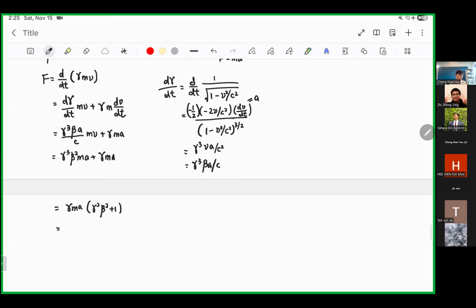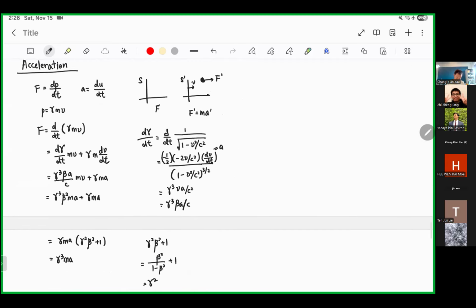Okay, so we can technically evaluate this. You can try to prove it yourself. Gamma beta squared plus 1 is basically just gamma squared. And then you get gamma cubed m a. This is just expansion: it's 1 minus beta squared, and then you have beta squared plus 1. You can do the math yourself. It should be just gamma squared. And then you get this.